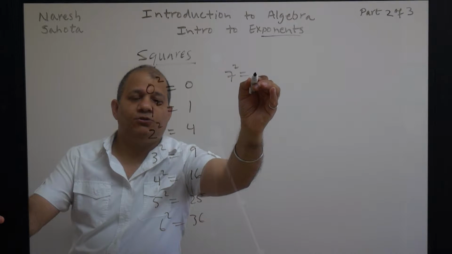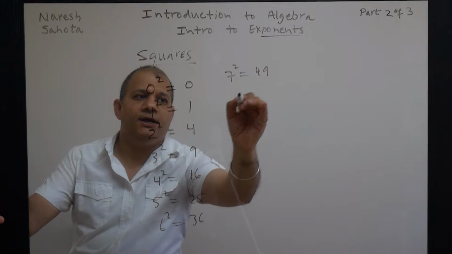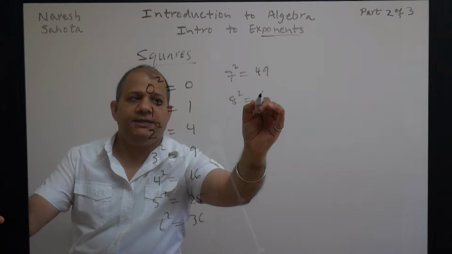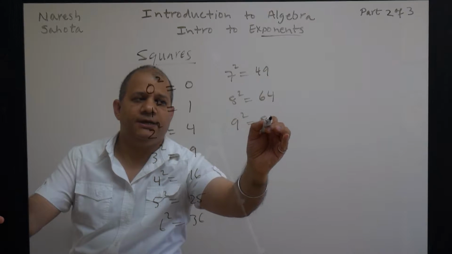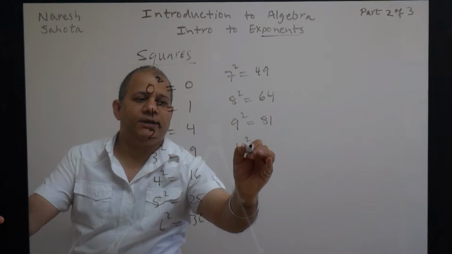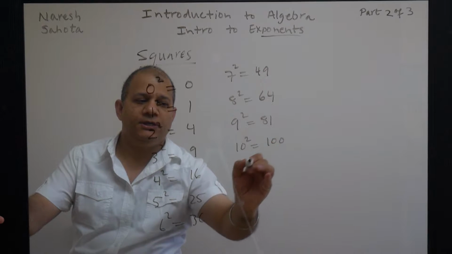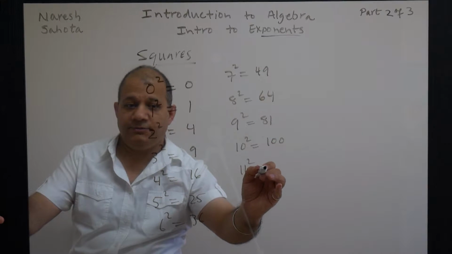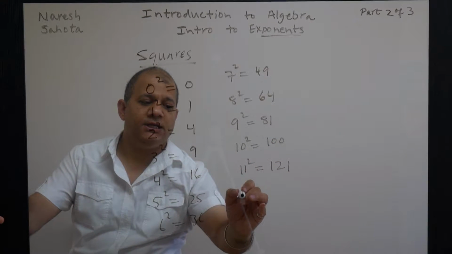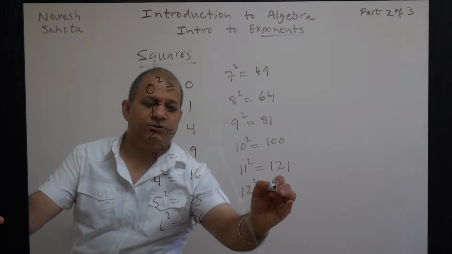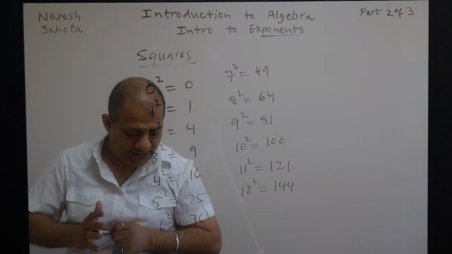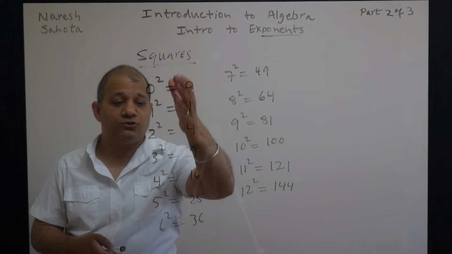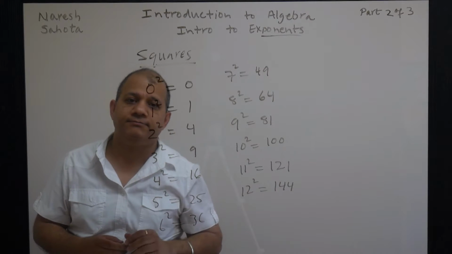And what about 7 squared? 7 times 7 is 49. 8 squared, 8 times 8 is 64. 9 squared, 9 times 9 is 81. 10 squared, 10 times 10 is 100. 11 squared, 11 times 11 is 121. 12 squared, 12 times 12 is 144. So that's how much I would say you should know by heart. For the squares, up to 12.